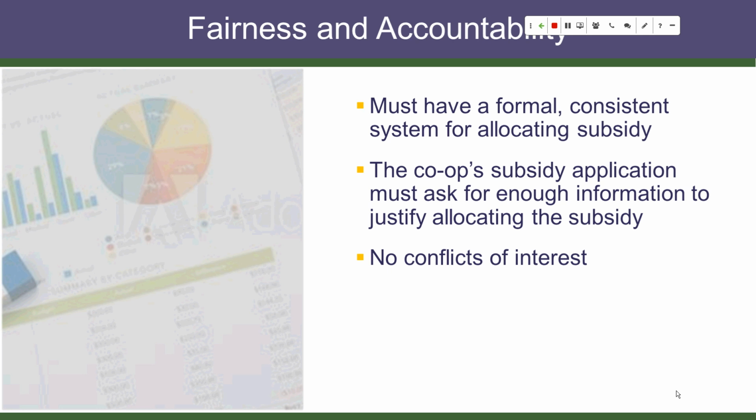There also should be a system in place for allocating your subsidy. So whether you have an internal waiting list, it really should be on a first come, first served basis, and you should also make sure that the subsidy is part of the bylaw and the rules on how to obtain subsidy are in your bylaws as well.